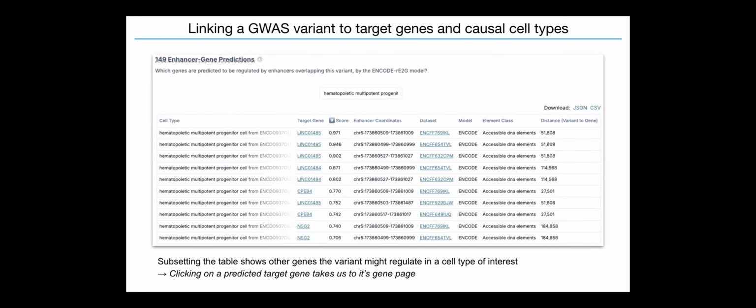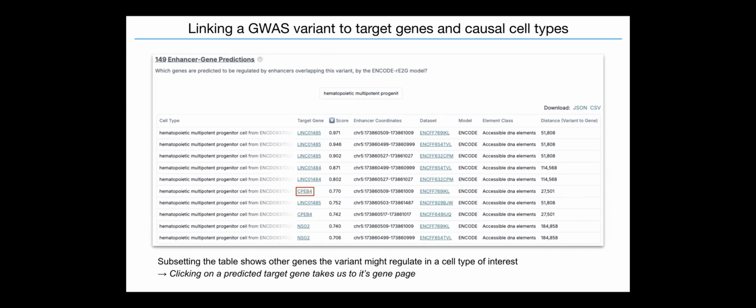We can then easily subset the table by putting hematopoietic multipotent progenitor cells in the search box to see all the predictions in that specific cell type, and that shows there's a bunch of genes that the variant might regulate in that cell type. We see that NSG2 is also popping up, which is a gene that has been in some way associated with hematopoiesis. However, for our example here, we're going to stick with our first nomination of CPEV4.